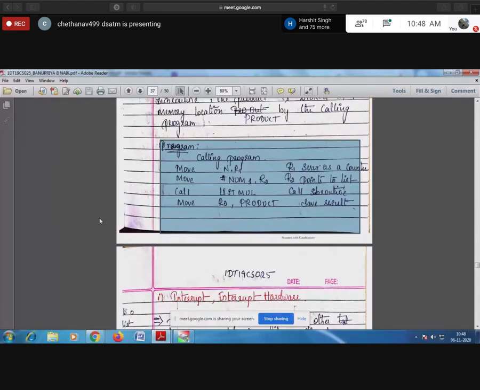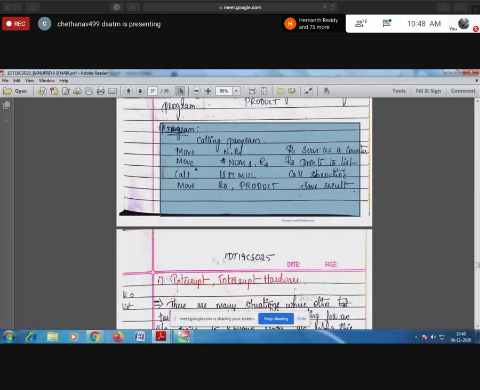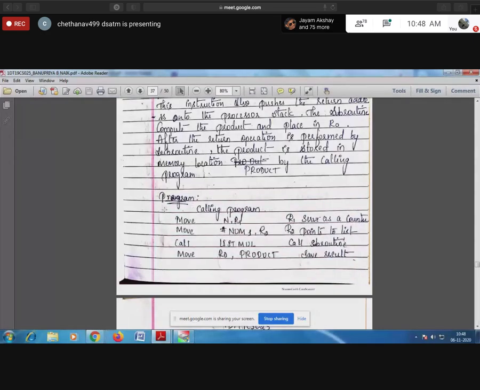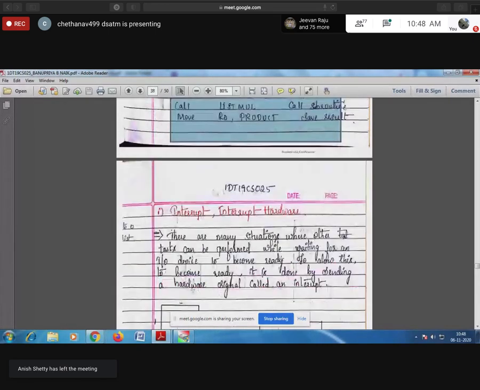Okay, so this is the program. You're supposed to write the program. Move into R1. Call subroutine. But the subroutine program is not here. You have to include a subroutine program also. One program you have to write. I've given the program. Write the same thing over there.